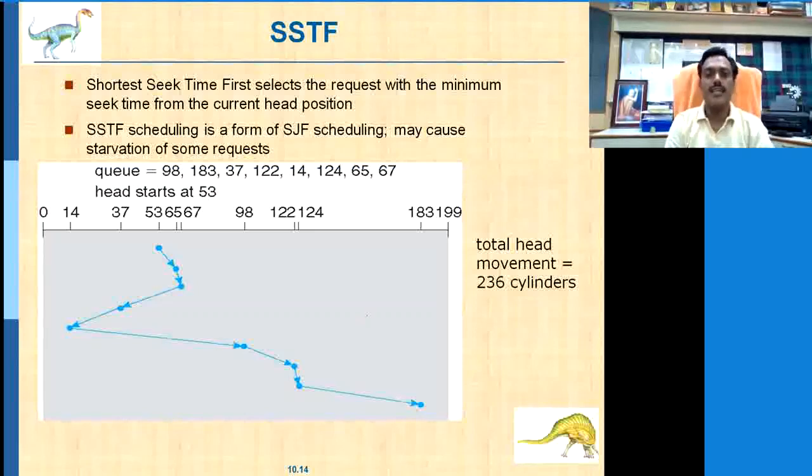Now let us compare this FCFS with SSTF, that is the shortest seek time first algorithm. The name itself indicates that SSTF services the request with the minimum seek time from the current head position. Whatever the current head position is, it tries to see which cylinder requires the shortest seek time to reach. Now this is very similar to the SJF scheduling algorithm in process management. The drawback of this algorithm is that starvation may occur.